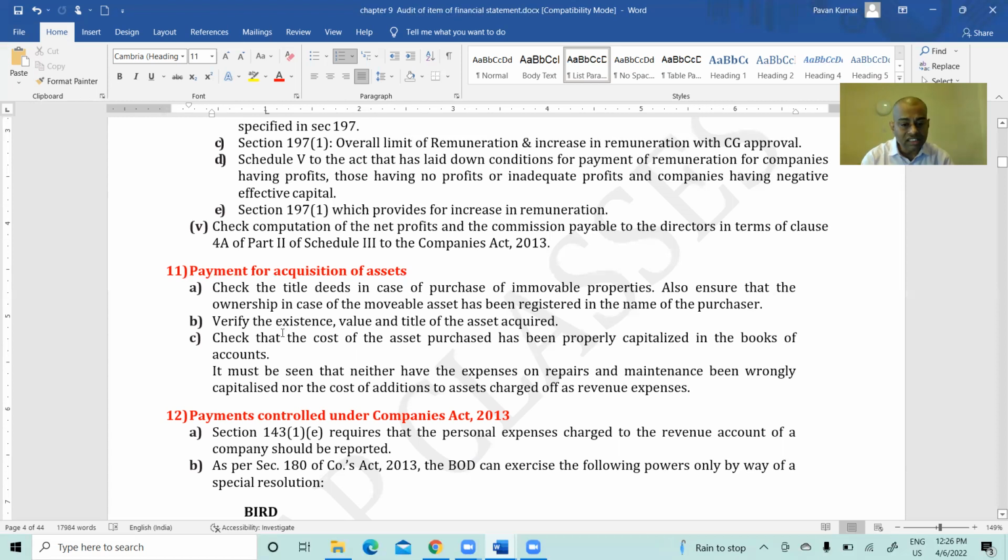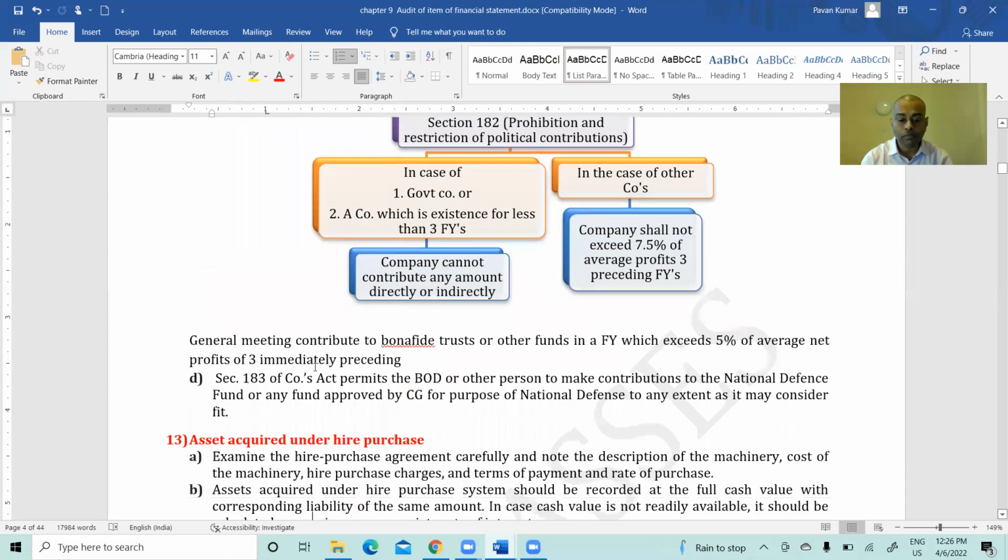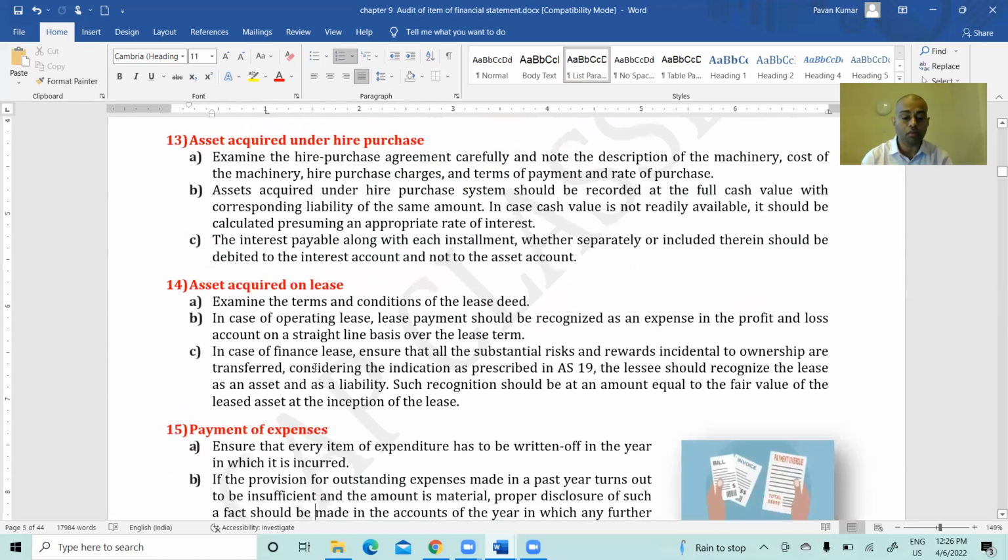Okay, verify the existence, value and title of the asset acquired is a general point. You can write it. I did not say, even when Harini told that, I said this is a relevant point. But what is more relevant, I told you. That is not a wrong point.